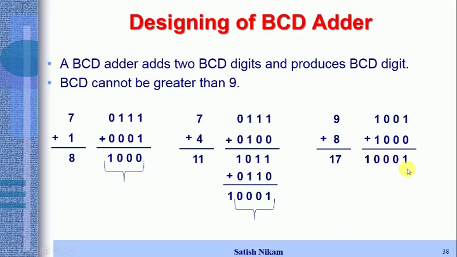So to make it correct, we have to add 6 in the lower nibble. After the addition we get this result, and now if we check, this lower nibble is 0111, which is 7, and the higher nibble is 1. So definitely the result matches.